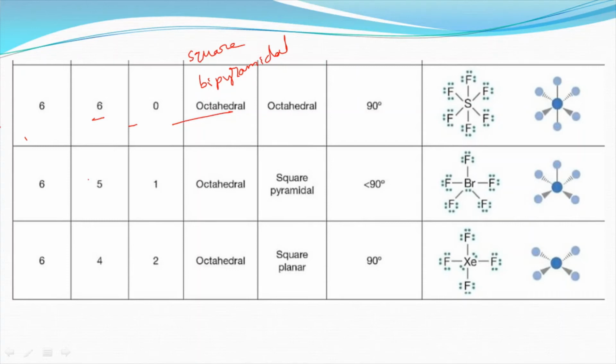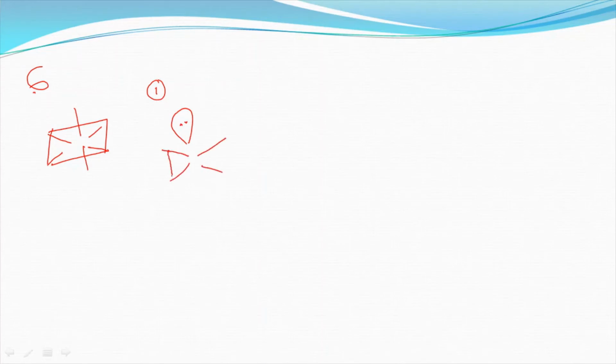How does the lone pair lead to distortion? See here. 6 electron pairs and the shape of the molecule is octahedral. This is octahedral. Okay. And when a lone pair is present, one lone pair is there, and you should draw the lone pair on the axial position. It is as usual. So like this, the remaining bond pairs should be drawn like this. So what is the shape of the molecule? It is a square pyramidal, or you may say it is a distorted octahedral.